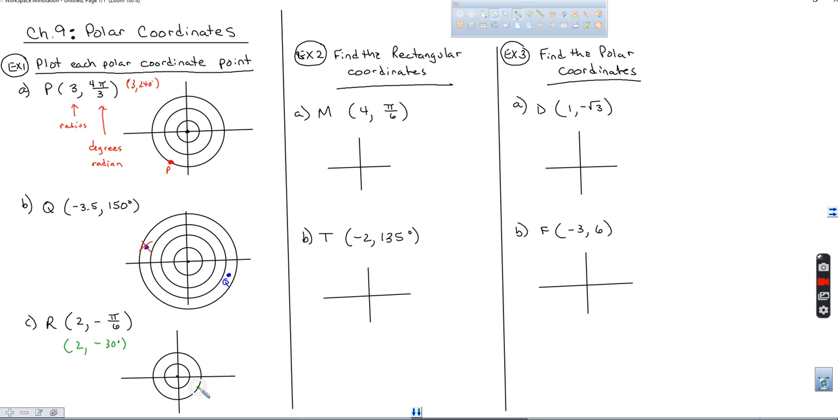Now, please don't get these confused. That's it, 30 degrees. There's your R. So you're just going 30 degrees away from this marker right here, 30 degrees away. So again, don't get confused by this. I'm going to go ahead and do this. Look, for this one, just so you can see.